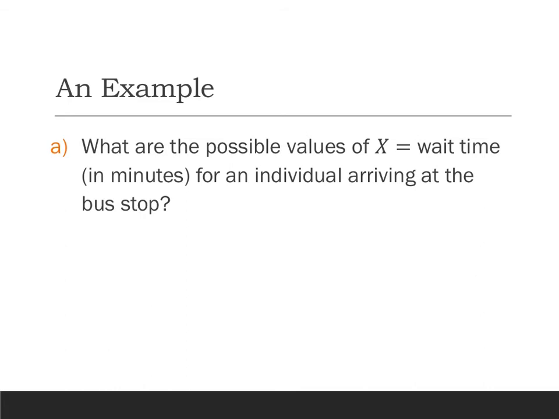So what are our possible values of X, where X is the wait time in minutes for an individual arriving at the bus stop? Well, before, we wrote X equals, and we would maybe say 0, 1, 2, something like that. That was when we had something discrete. When we don't have a discrete situation and it's something continuous, remember we said that a continuous random variable had an infinite number of possible values for this X that we're talking about.